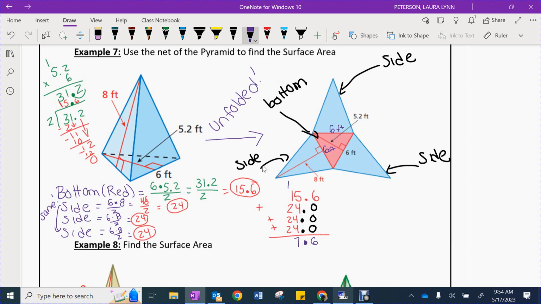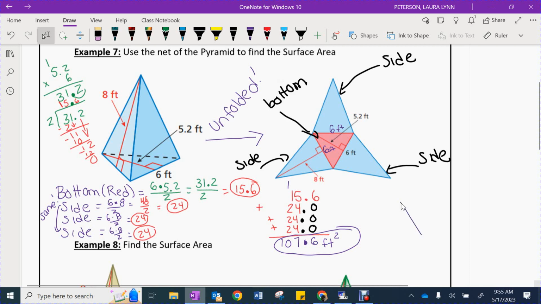Carry your 1. 1 plus 1 is 2. 2 plus 2 is 4. 4 plus 4 is 8. 8 plus 2 is 10. Final answer is 107.6. The units we measured in are feet squared, because we flattened it out.